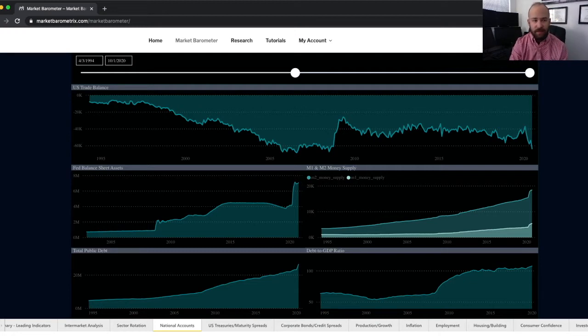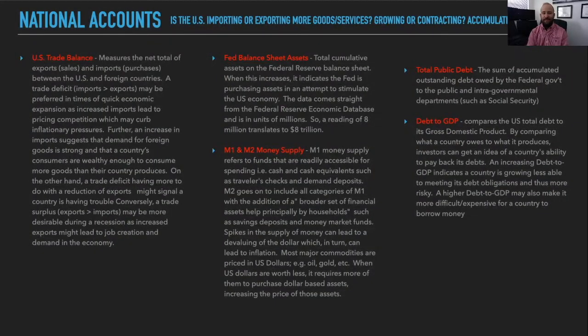Probably has to do with the fact that the Federal Reserve has been putting money back in the pockets of the U.S. consumer. So right now, what's the U.S. trade balance telling us? It's telling us that demand is strong and that the U.S. consumer is strong. So next up is the Fed balance sheet assets.